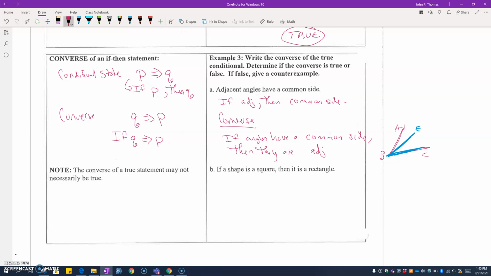The next one says, if a shape is a square, then it is a rectangle, which is a true statement. The converse would be if a shape is a rectangle, then it is a square. And this would be false as well because we could draw all kinds of rectangles, like a 2 by 5 rectangle. That's definitely not a square. So again, the converse is a way to rewrite a conditional statement, but you aren't guaranteed that it has the same truth value as the original conditional.